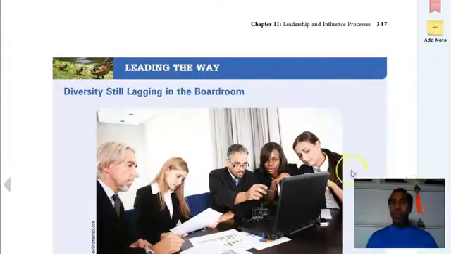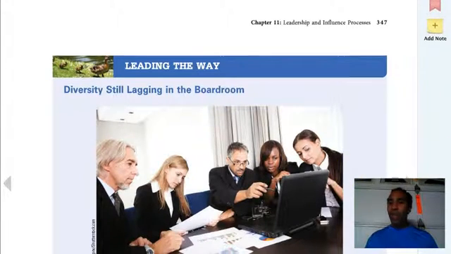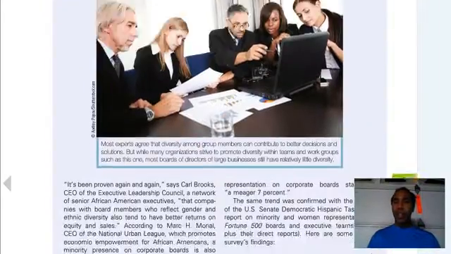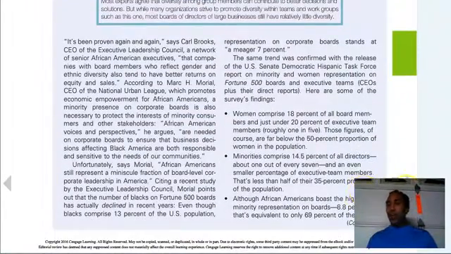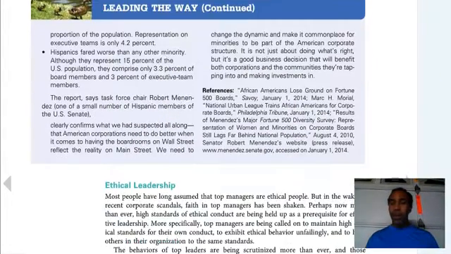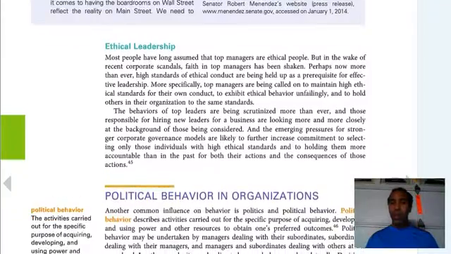As we move on, diversity is still lagging in the boardroom, so I want you guys to read that, especially if you're someone who's not in the majority column, and that's probably the majority of our class, but the majority column will be Caucasian males. You want to check out the article and see what they say about diversity and see how it's still lagging in the boardroom, and maybe one day that's something that you can choose. So also Leading the Way, you want to continue there. It's not too long. It's an easy read.